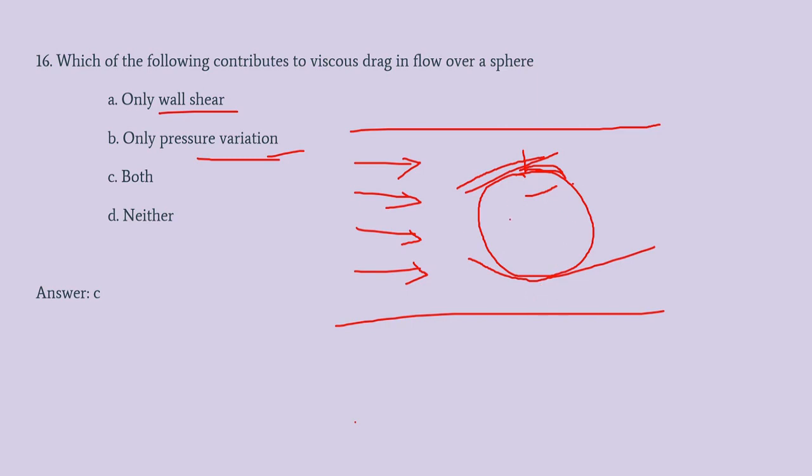For such questions over a sphere or a cylinder, try to imagine there are some walls restricting the flow. Then you will understand what is happening here. The fluid has to skew itself to the area available to flow. So both the wall shear and pressure variation will have a say on viscous drag over a sphere. So the answer becomes option C.